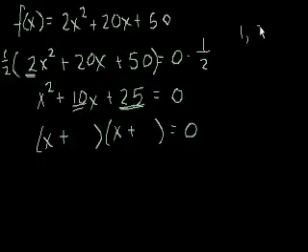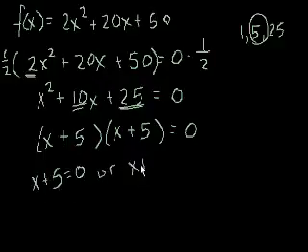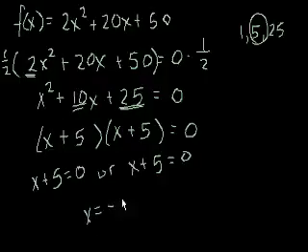You have 1, 5, and 25. Well, 1 times 25 is 25, but 1 plus 25 is 26, not 10. 5 times 5 is 25, and 5 plus 5 is 10, so 5 actually works. So it turns out that both of these numbers are 5. And so you get x plus 5 equals 0, or x plus 5 equals 0, so you just have to really write it once. So you get x equals negative 5.